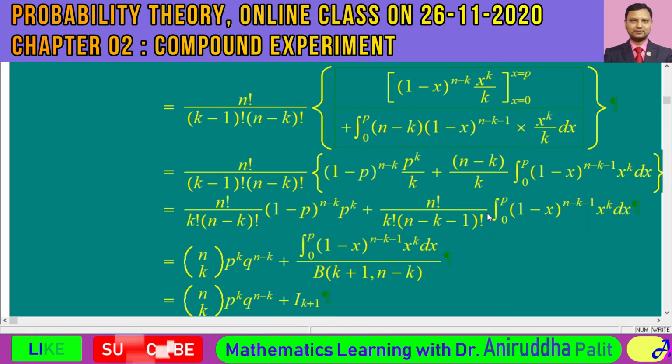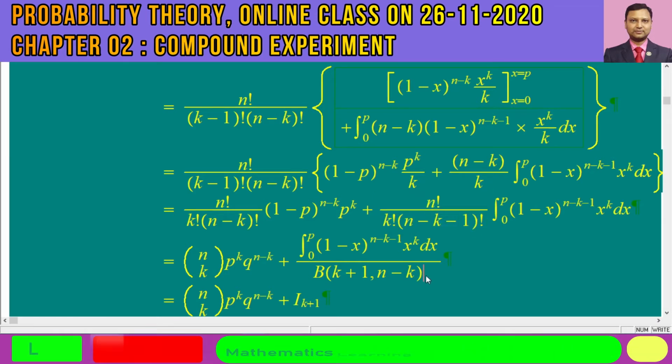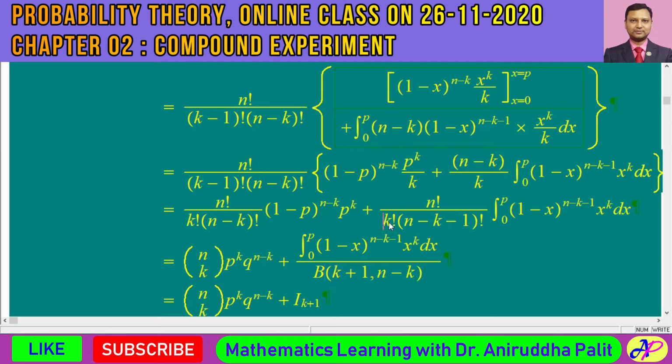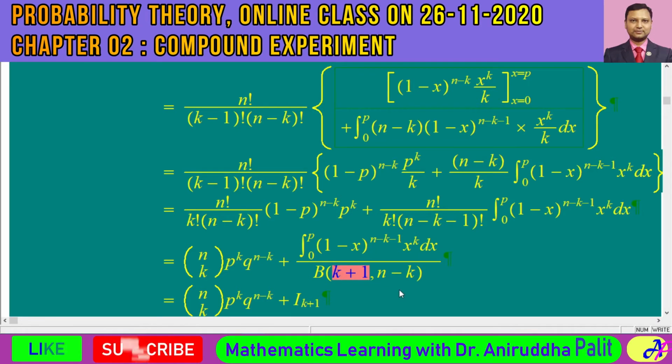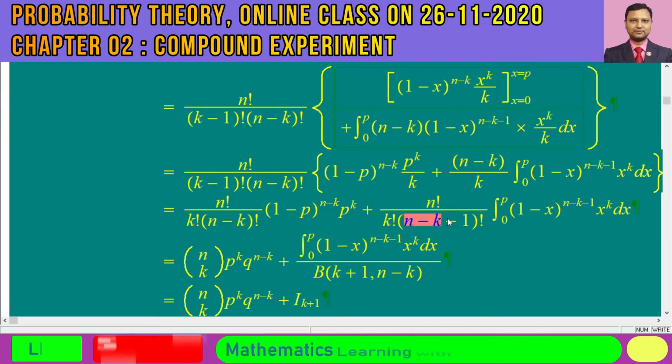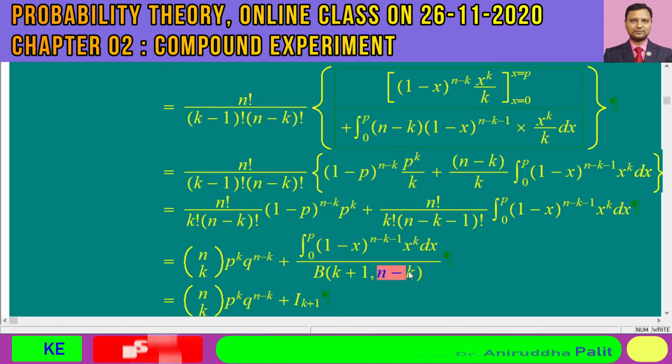So this expression can now again be converted into a beta function. This factorial of k gives the contribution for the first parameter, beta k plus 1, and this n minus k minus 1 factorial gives us the second parameter, n minus k.